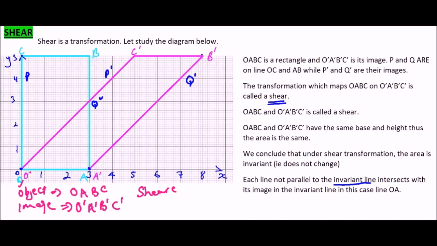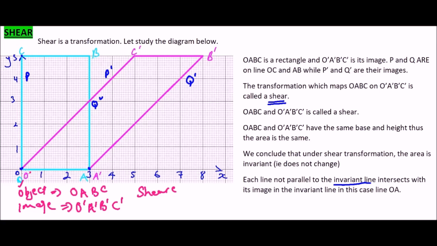You can see AB is meeting at B. You can see OC and OC prime are meeting at O. That is the starting point. So that is the transformation that we call shear.